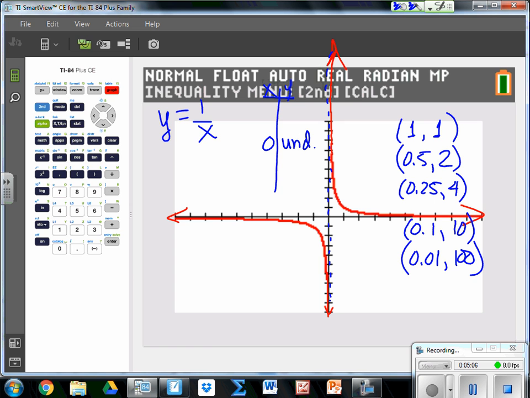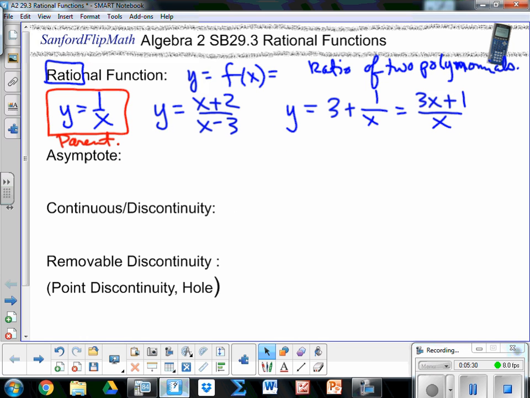All right, so the idea is as I get closer and closer to the y-axis, these y values start getting ginormous. That's a math term, ginormous. Huge. So the y values get bigger and bigger and bigger. And so what ends up happening is this graph gets closer and closer to the y-axis, but never actually touches it. Okay, so quick little note to self.